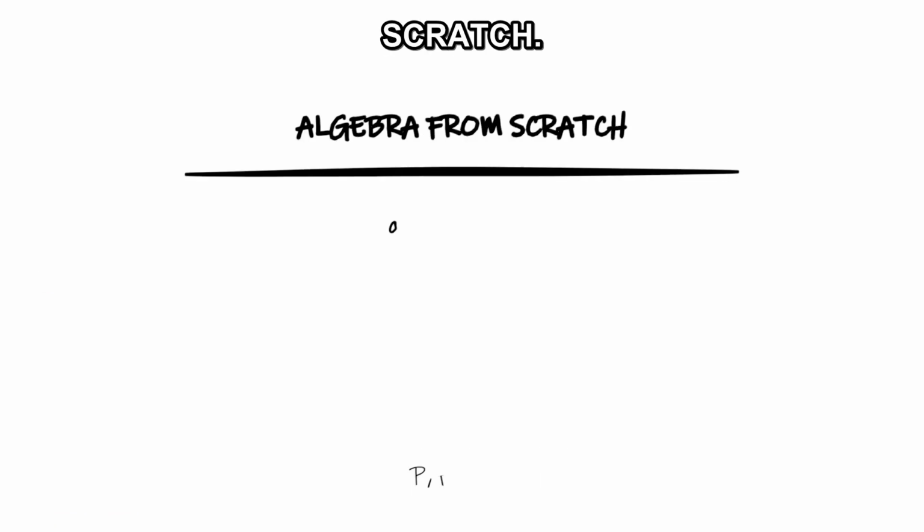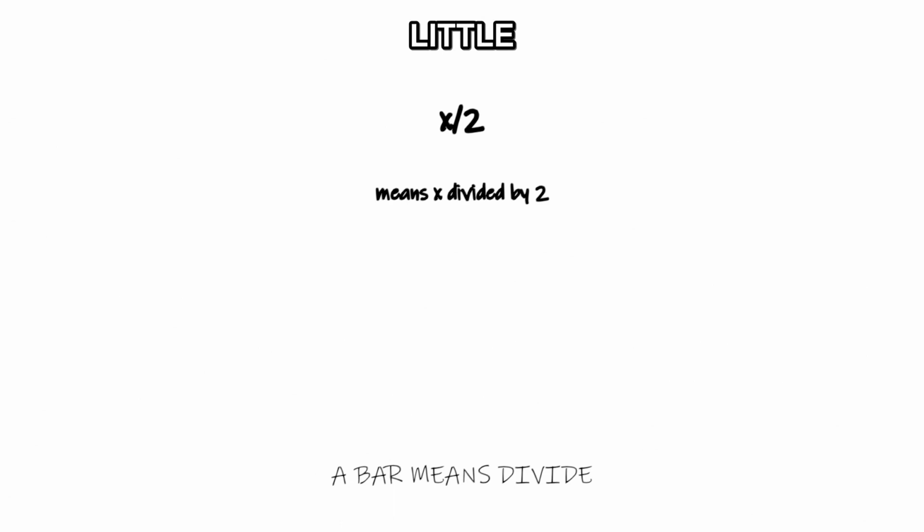Algebra from scratch. Part 4. Clearing fractions. X over 2. That little bar means exactly one thing. Divide. Take x, cut it into 2 equal pieces, keep 1 piece. That's all a fraction ever says.